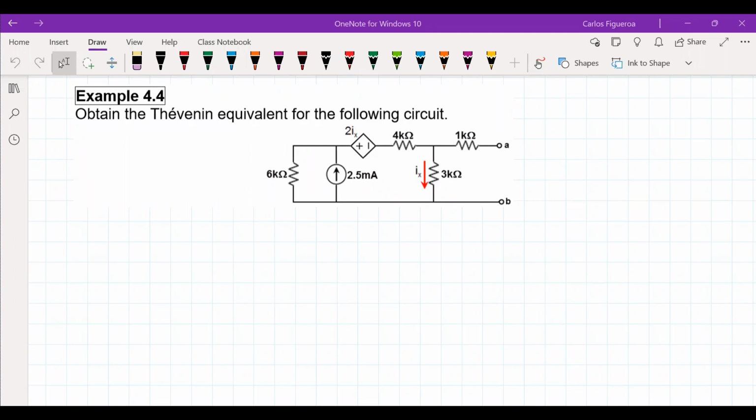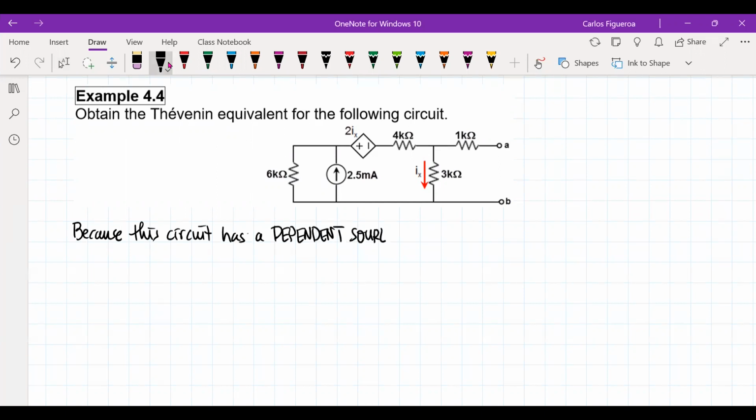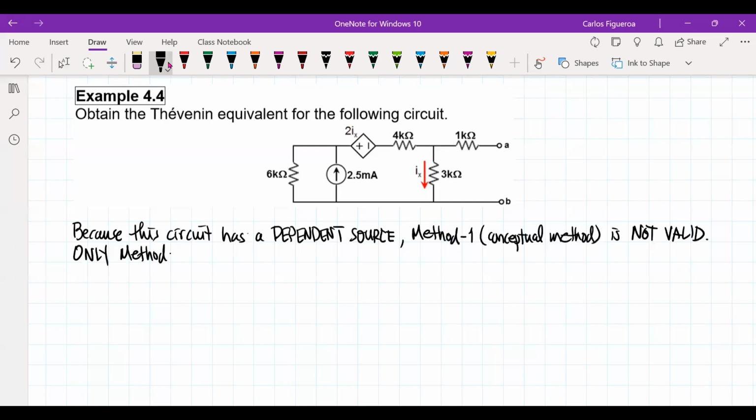Example 4.4. Obtain the Thévenin equivalent for the following circuit. Because this circuit has a dependent source, method 1, the conceptual method, is not valid. Only method 2 can be applied.